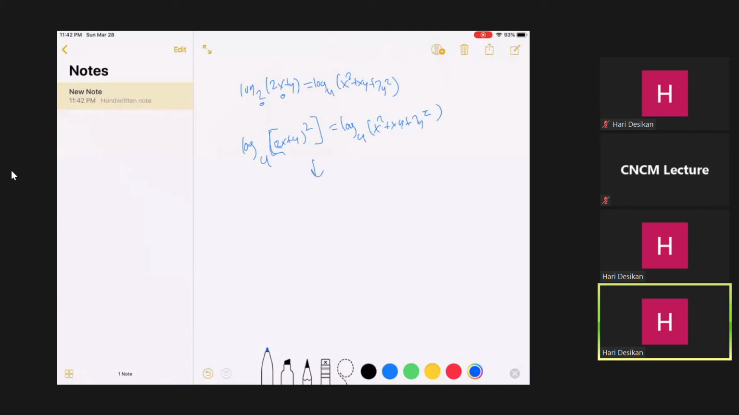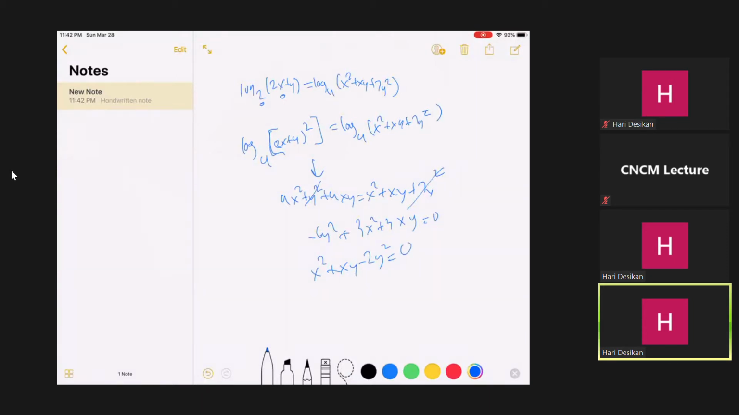And this becomes 4x squared plus y squared plus 4xy equals x squared plus xy plus 7y squared. This becomes negative 6y squared plus 3x squared plus 3xy equals 0, or x squared plus xy minus 2y squared equals 0.